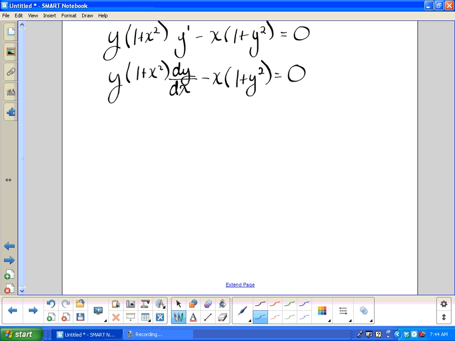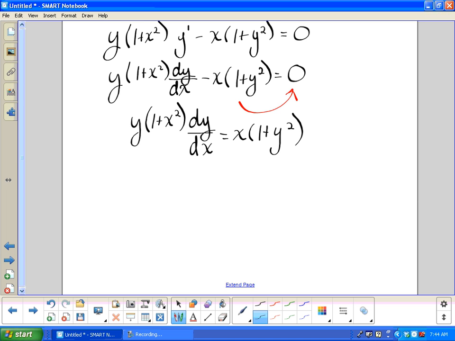So now I've got to figure out how I'm going to get the x's on one side and the y's on the other. So I'm going to move this thing over there. Let's try this. y times (1 plus x squared) dy/dx is equal to x times (1 plus y squared). Now I'm going to divide by 1 plus x squared and 1 plus y squared and flip-flop them. And then we'll end up with pretty much the same form on both sides.